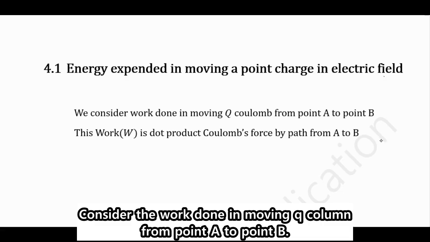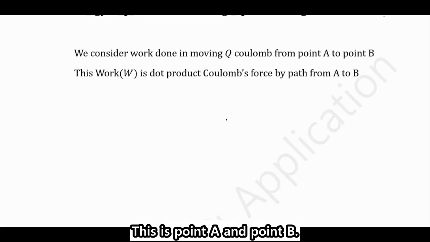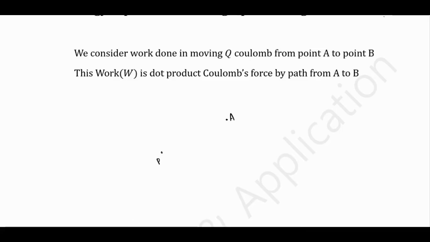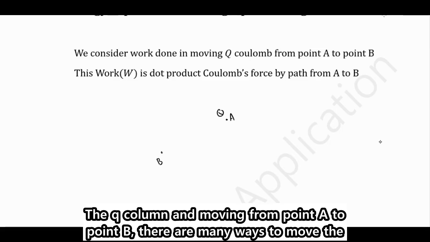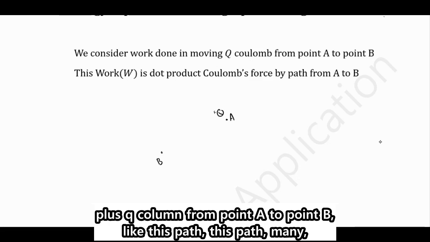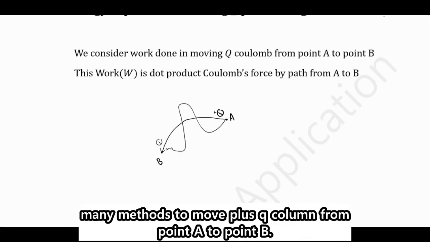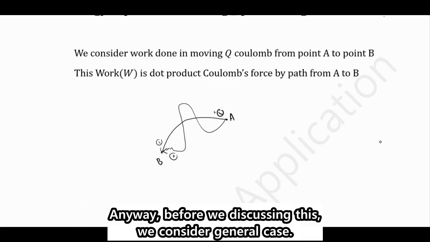Consider the work done in moving q coulomb from point A to point B. This is point A and point B, and the q coulomb is moving from point A to point B. There are many ways to move the plus q coulomb from point A to point B, like this path, and many other methods. Anyway, before we discuss this, we consider the general case.